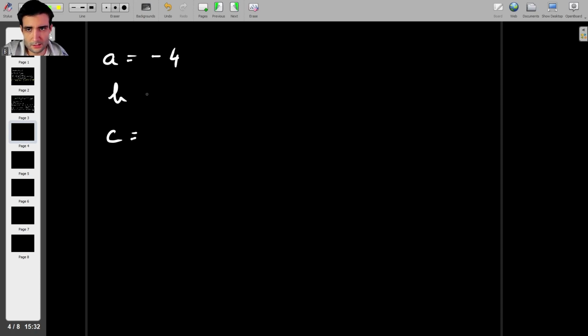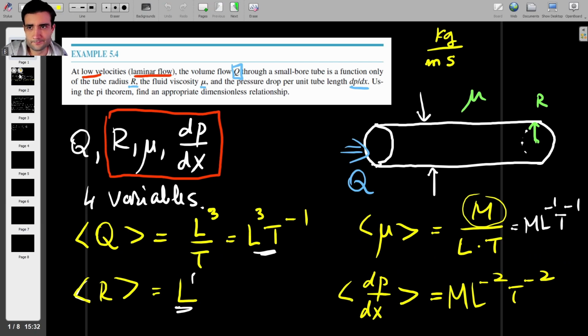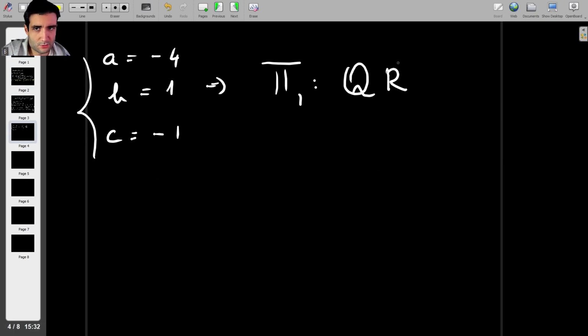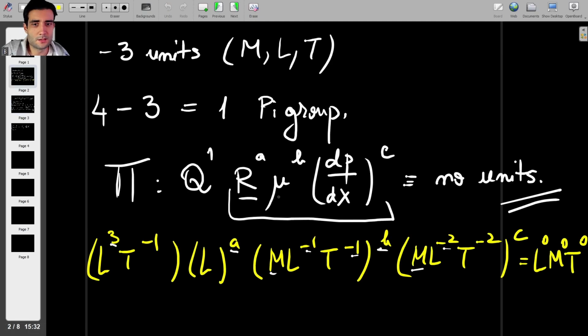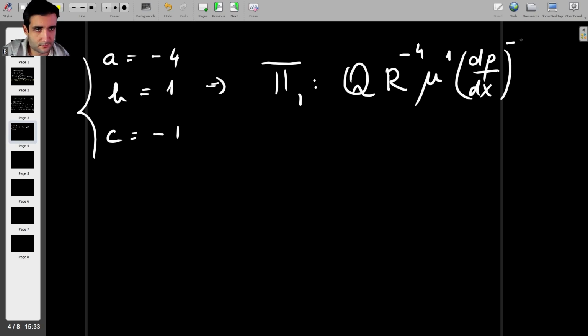We have B equals 1 and C equals minus 1, which means the pi group is Q. Now Q has the power 1 as usual. And then our pi group is here. So we have r to the power a, so that's radius to the power minus 4. The next one is mu, the dynamic viscosity to the power b, and then we have the pressure gradient dp by dx to the power c, like that. And that should be it.